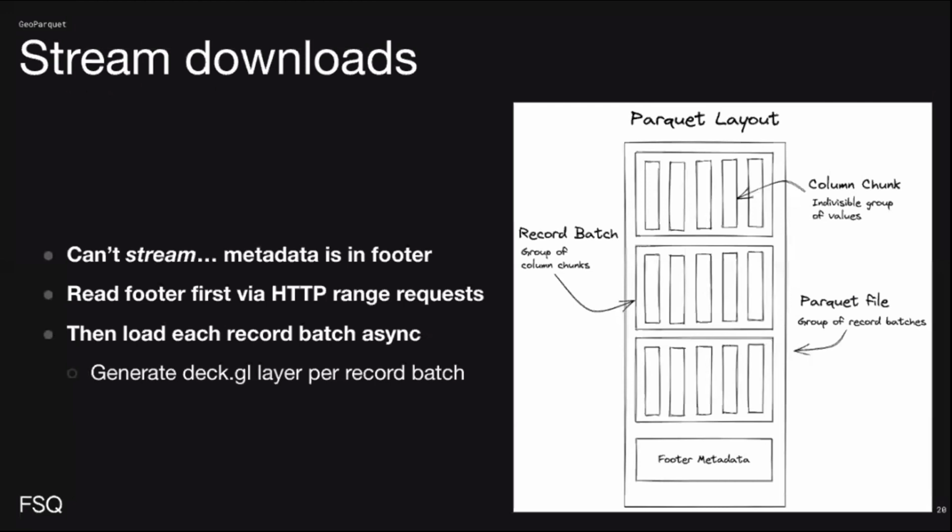And then last was streaming, rendering something before the entire data set has finished downloading. Now, generally stream means you start at the beginning of the file, you can't go backwards or forwards. And so Parquet can't actually be read like that because the metadata is at the end. But you can still use HTTP range requests to handle this. So first, you can read the metadata at the end. You can understand where the byte ranges are of the columns that you care about. And then you can asynchronously load the first record batch, render that in deck.gl, and then render each deck.gl layer as each record batch comes into your application.